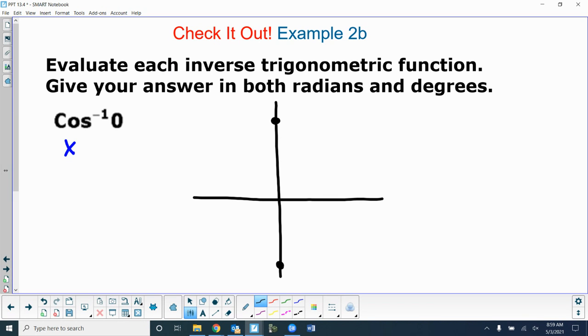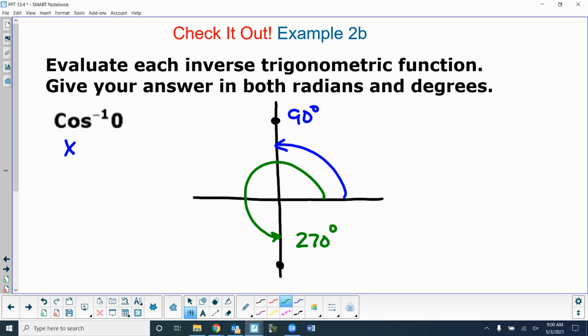So how many degrees is it to there? 90. And how many degrees to there? 270. Those are the tricky ones. When you're seeing cosine 0 or 1, sine 0s or 1s or -1s, right?